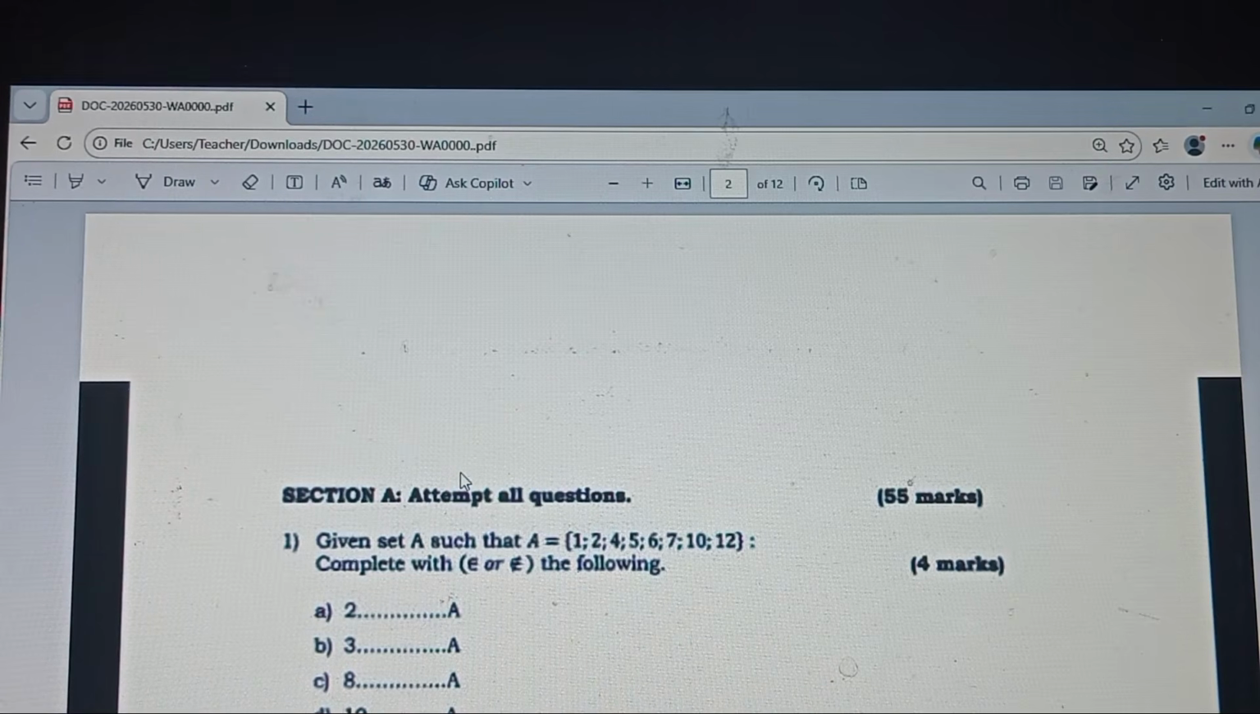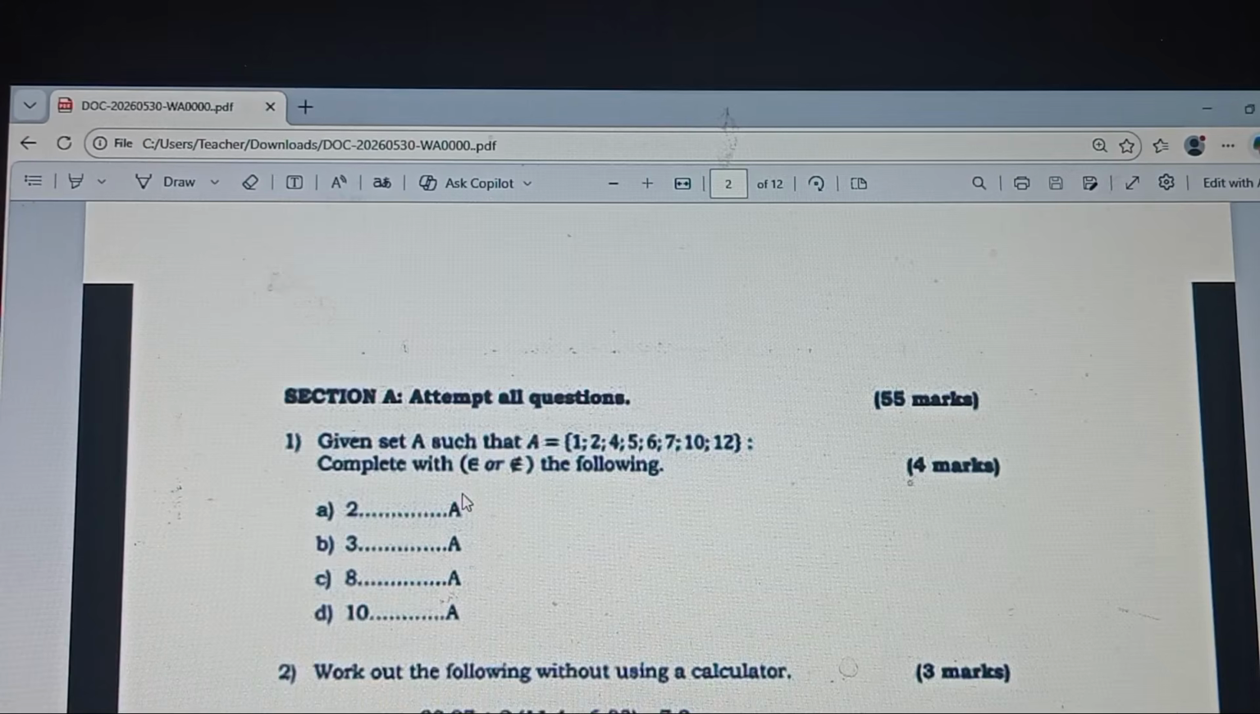Let us start. For question number 1, we are given a set A and asked to complete whether it belongs or does not belong. That is question number 1. I don't read more, but I try to explain in the marking guide.